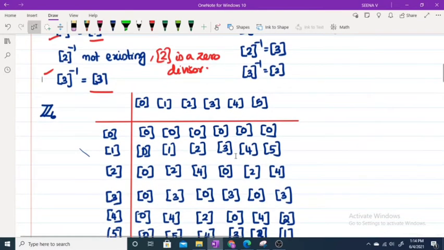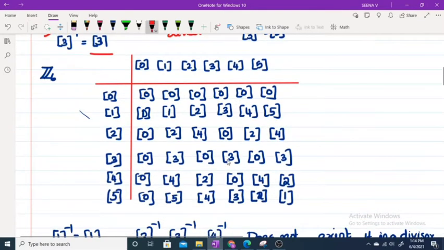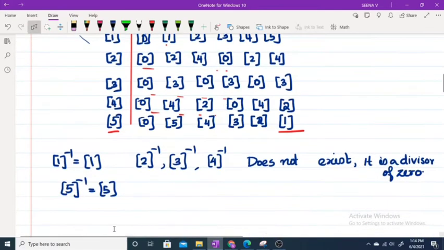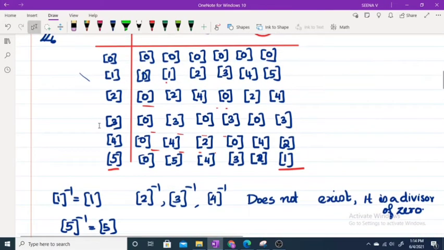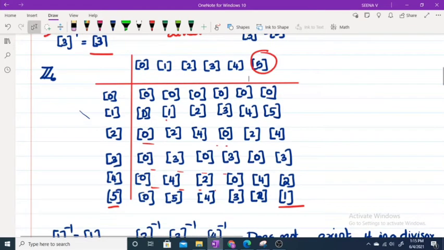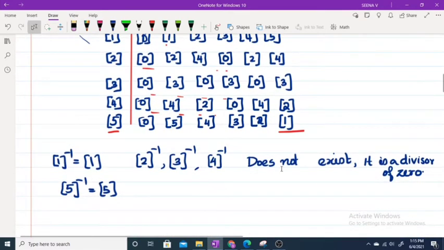Now I am considering Z6. Here again, 1 inverse is 1, 2 inverse does not exist, 3 inverse does not exist, 4 inverse does not exist, 5 inverse is 5 itself. Clearly, if you multiply 2 and 3, we get 0. That means 2 and 3 are zero divisors. 2, 3, 4 are zero divisors. So here inverse exists for 1 and 5.